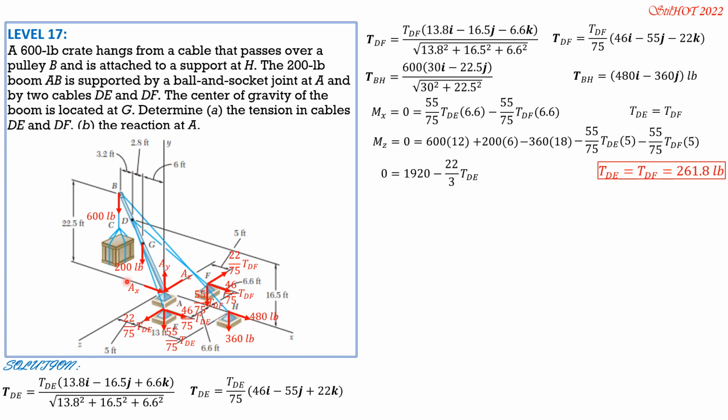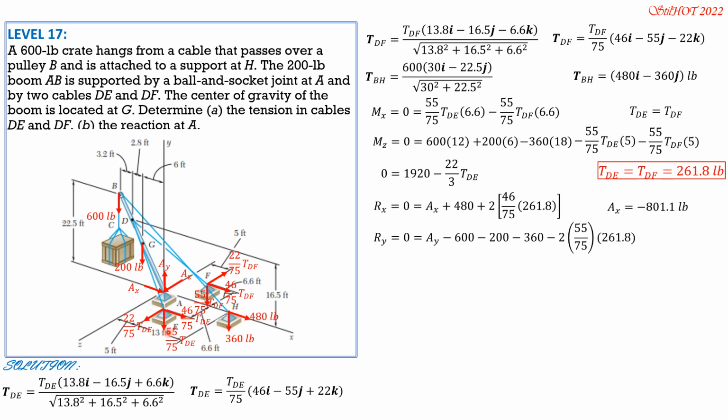Then for letter B, reaction at A, we set Rx equals 0, and it is equal to AX plus 480 plus 46 over 75 of tension DE, then times 2 because tension DE is equal to tension DF, and this is also 46 over 75 tension DF. Then solving for AX is equal to negative 801.1 pounds. Then Ry equals 0 equals AY minus 600 minus 200 minus 360 minus 55 over 75 of tension DE, which is 261.8, then times 2 because these two tensions are equal and the components are also equal. So solving for AY is equal to 1,544 pounds.